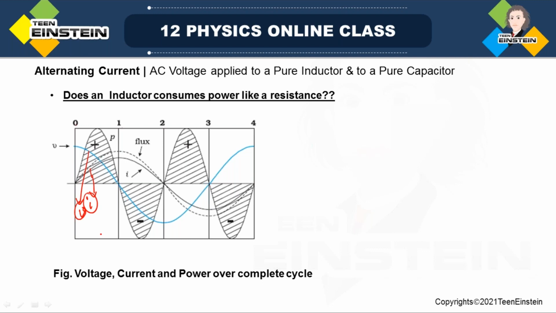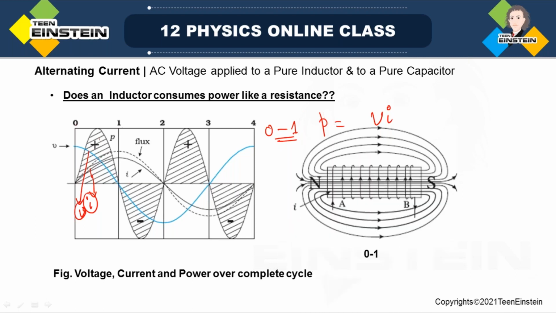So both are having positive sign, or both are positive in sign. So this is the instantaneous power for the 0 to 1. Power is positive over this cycle. I'll say why it is positive power.